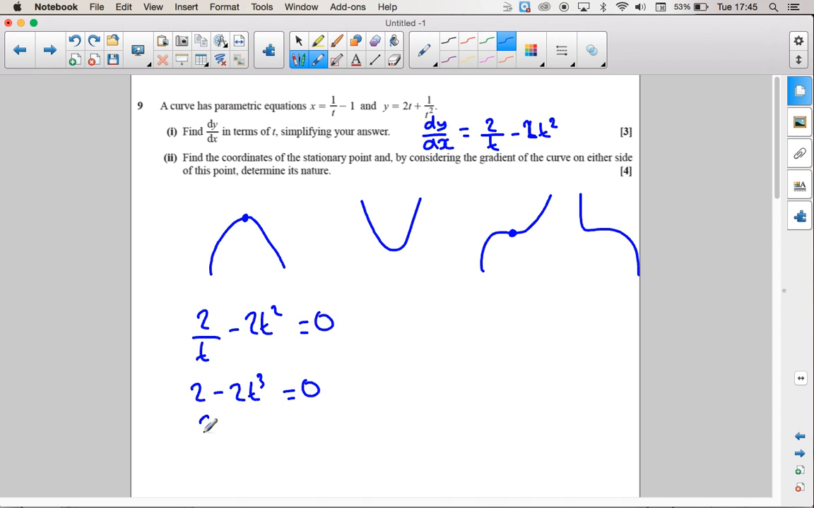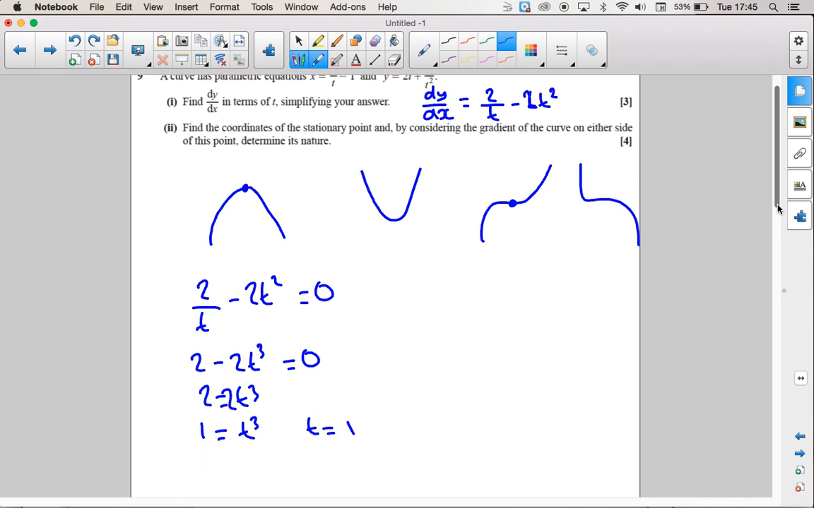Move the 2t cubed to the other side. Divide by 2. Cube root. So that tells me t equals 1. t equals 1, but what are x and y? So we need to go back and substitute 1 into here, and here, and here.